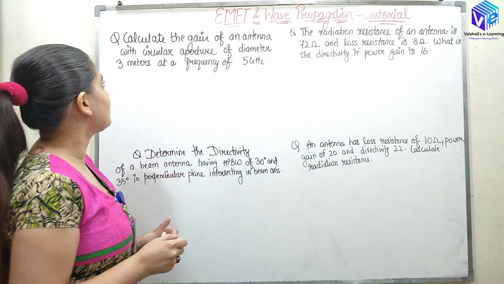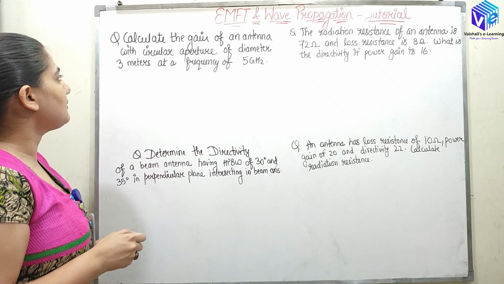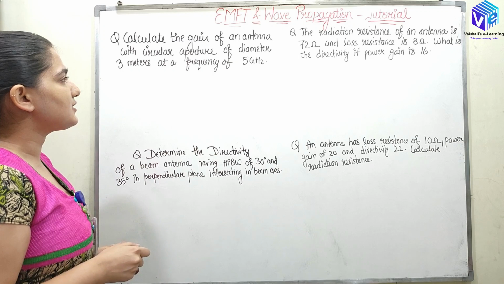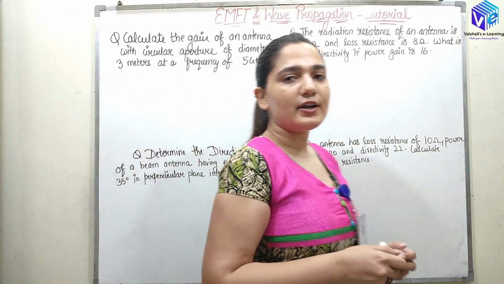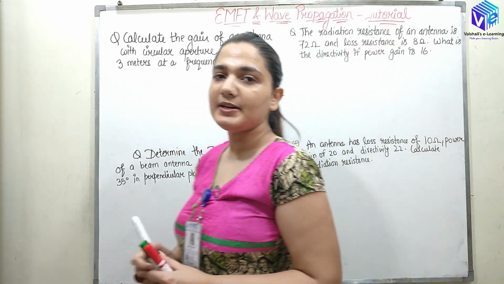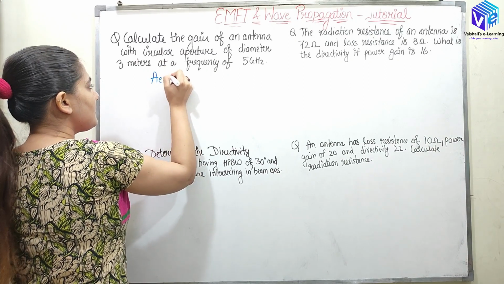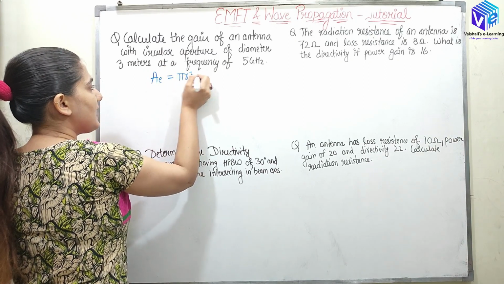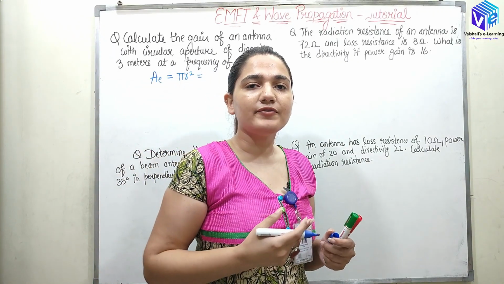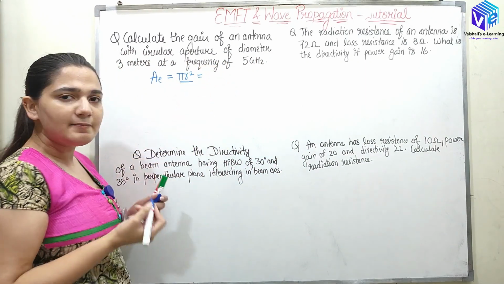Now coming to the first question. The first question states, calculate the gain of an antenna with circular aperture of diameter 3 meter at a frequency of 5 gigahertz. Okay, so we know it's a circular aperture and the diameter is 3 meter. So we can find out the effective area. Area will be pi r square. It is given it's a circular aperture, so area will obviously be pi r square.